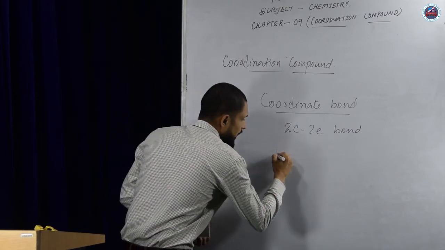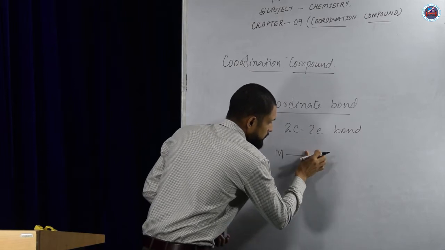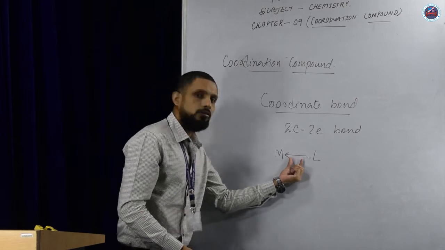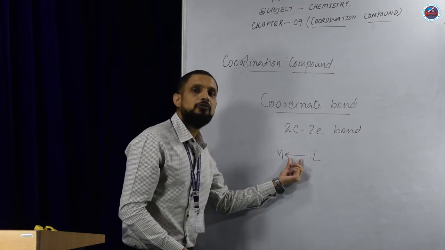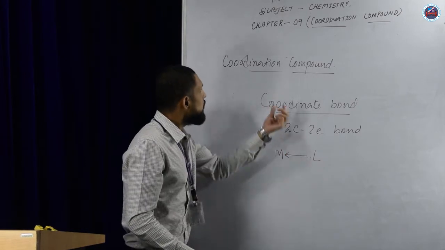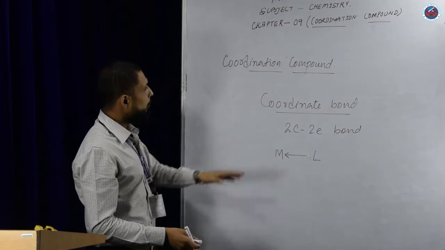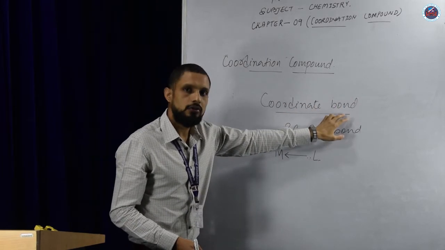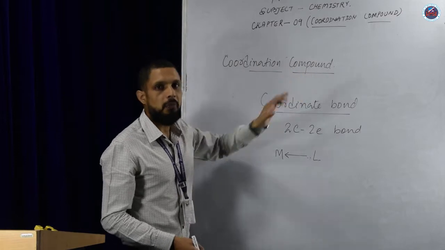Say you have this M-L bond. Now here, for this bond, we need two electrons. Now both the electrons will come from L. So this bond is coordinate bond. So whichever compound contains coordinate bond is known as coordination compound.